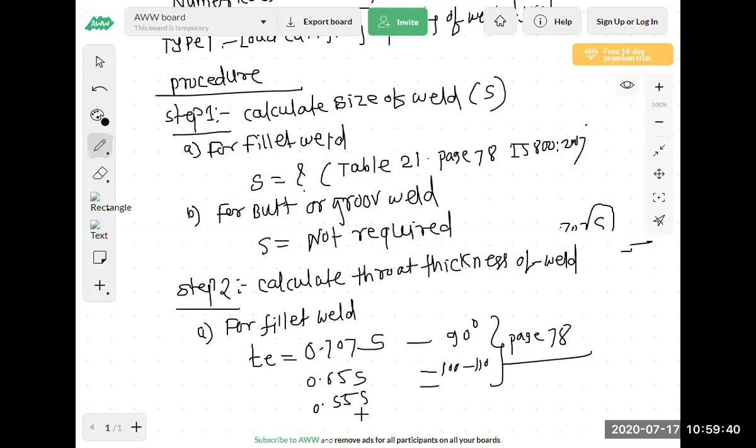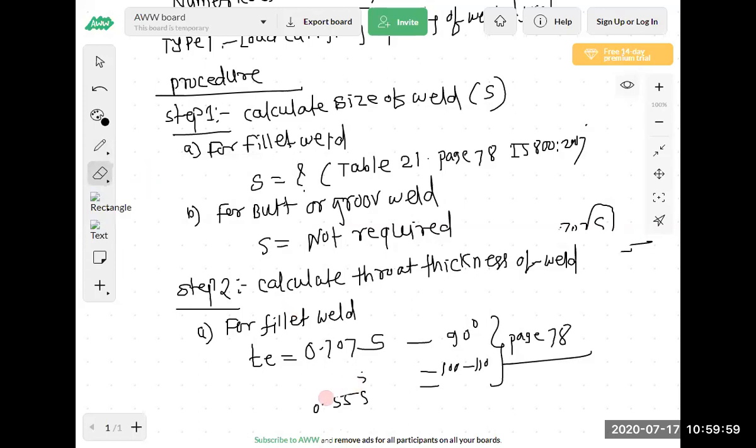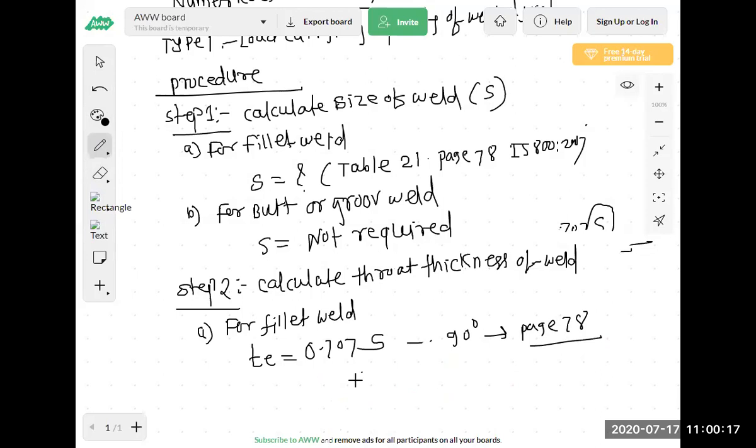Please open the IS code, page number 78. They have given this in the IS code: 0.707 S for the 90 degree angle. If the angle is changed, then you have to change this accordingly. Are you getting it? So now here we will write only this. Page number 78 is very important here. Write this down so that you can go to page number 78.